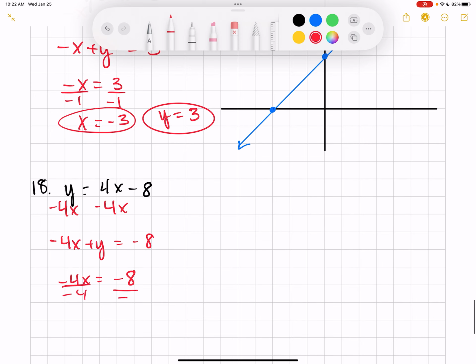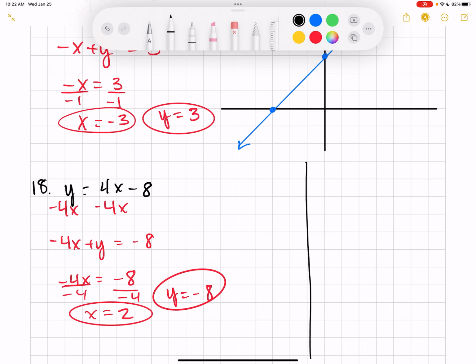Divide by -4. So x is equal to -8 divided by -4, which is 2. So then what about y? Y equals -8. Alright, so we put x equal to 2, so we go right 2. And then y is -8, so we go down 8. 2, 3, 4, 5, 6, 7. And then connect.